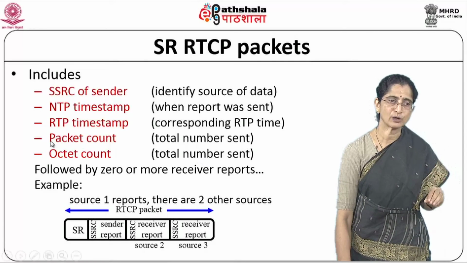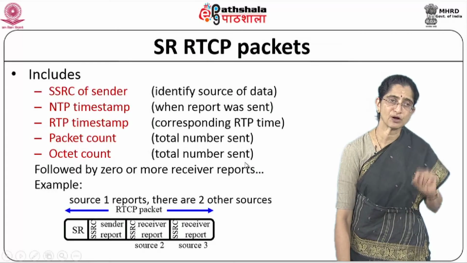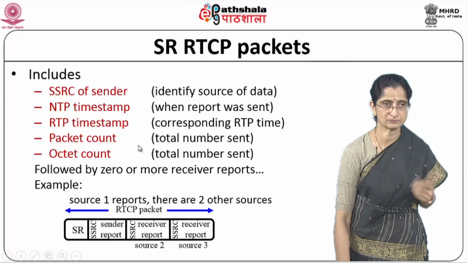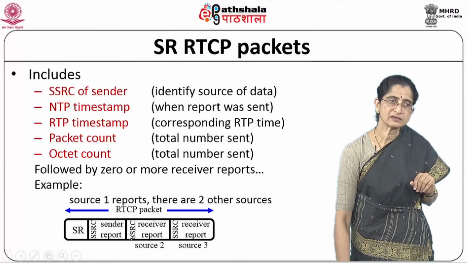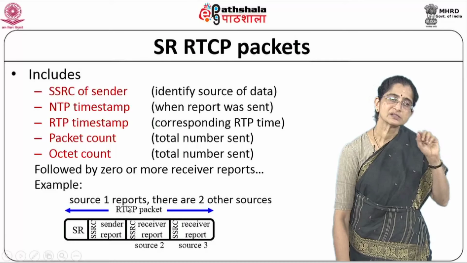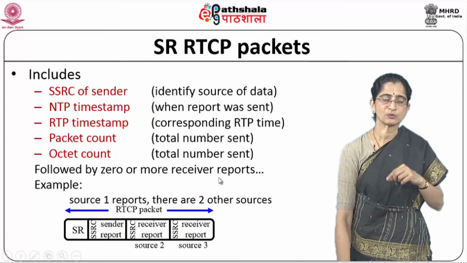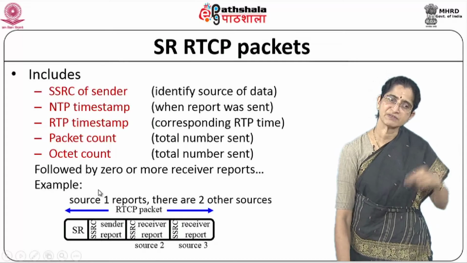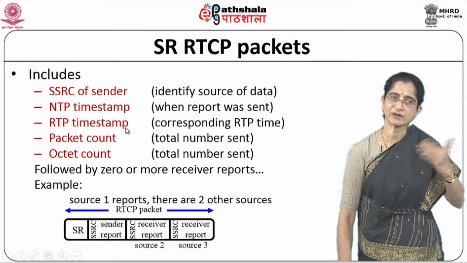And then there is a packet count which tells you the total number of packets sent. There is an octet count which tells you the number of octets that are sent. Octet is an 8-bit field. And this is the source related information. This will be followed by 0 or more receiver reports. What do we mean by that? Because the source is also receiving data from other sources, it will also give information about what it has received from those other sources.